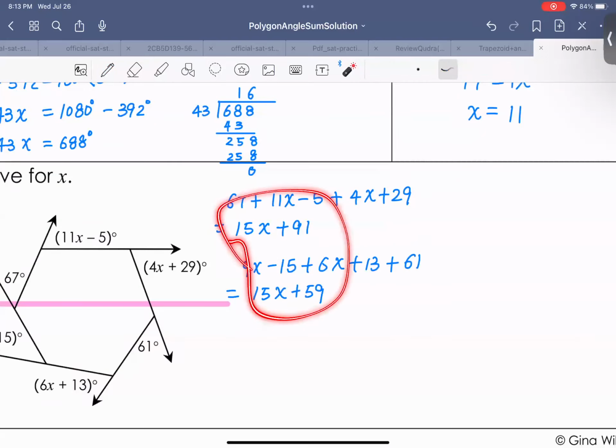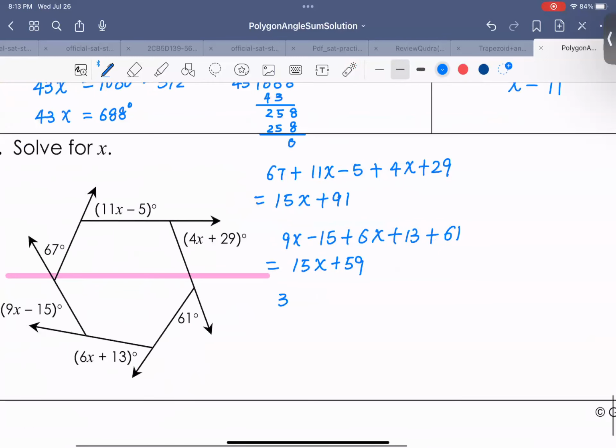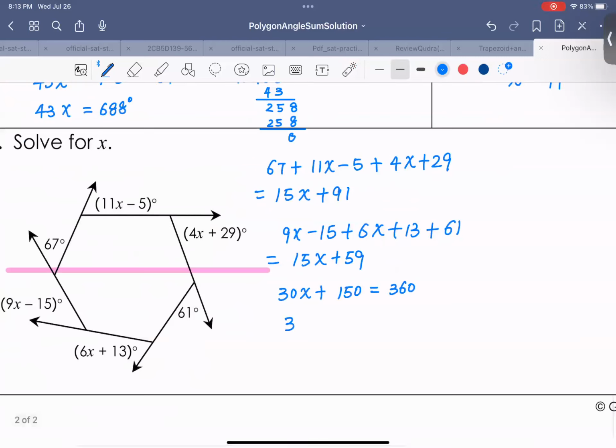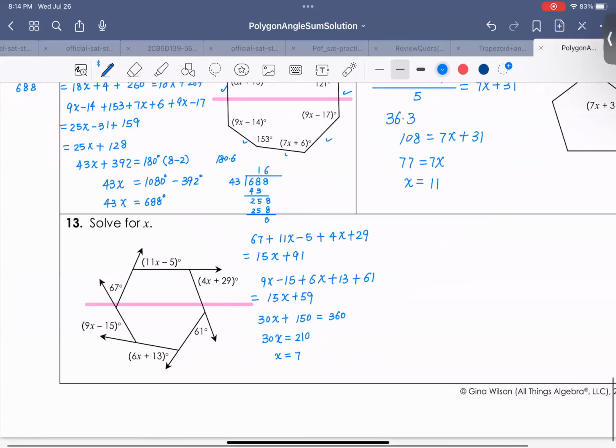And then these two together: 30x plus 150 equals 360. So 30x equals 210. So x equals 7. Good. Very good. Nice work. That's it. This is question 13.